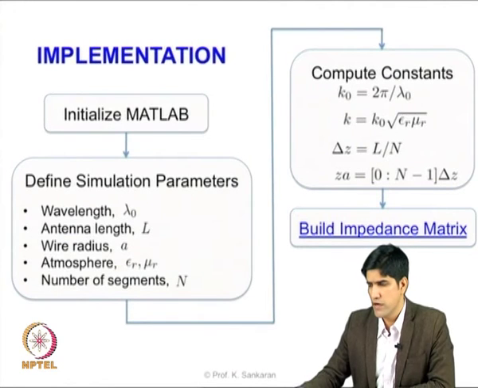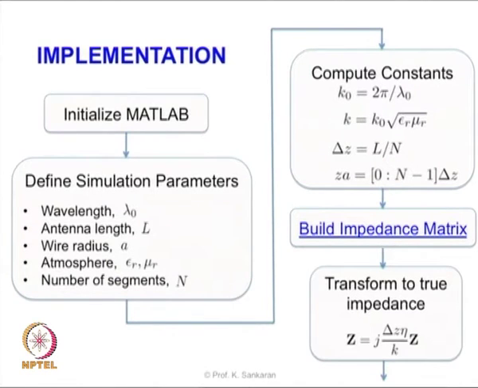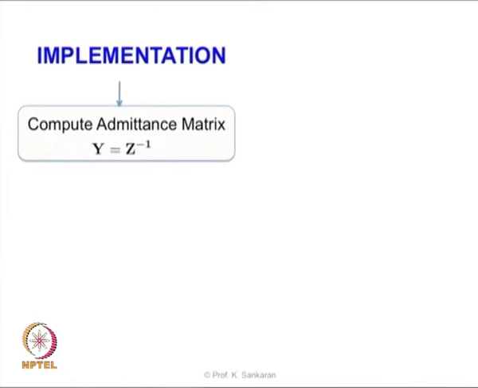So once we have computed the impedance matrix, based on that we can compute the value of the true impedance according to the expression given here. Once we complete the build impedance matrix procedure, we can transform that impedance value to the true impedance value using the value of eta, which is given by epsilon and mu r, because we can compute the impedance of the medium or the impedance of the atmosphere, since we know epsilon r and mu r. Eta can be calculated, and we know delta z, we know k, so we can compute the value of true impedance accordingly.